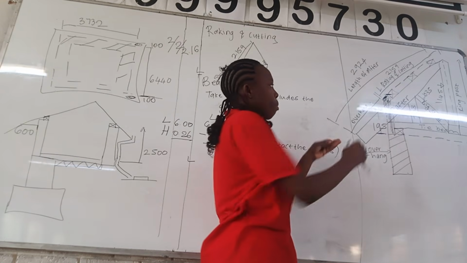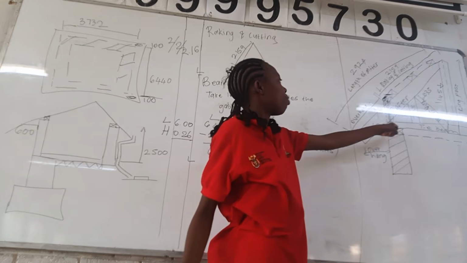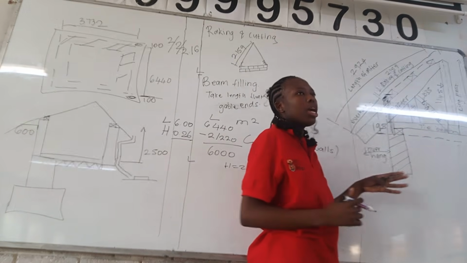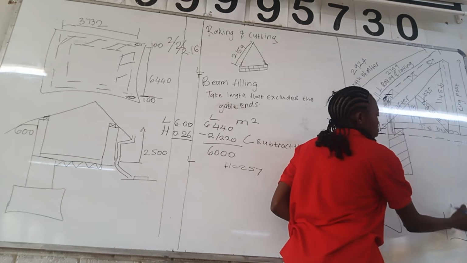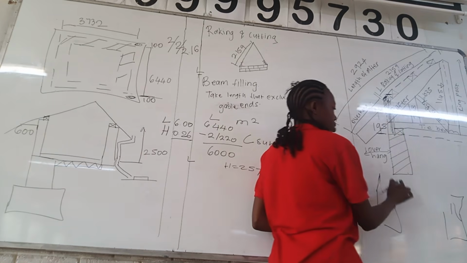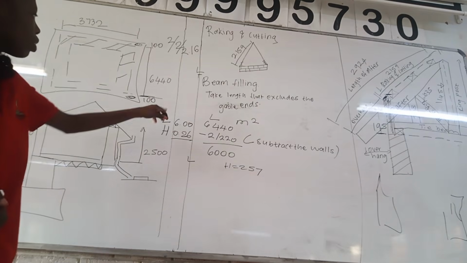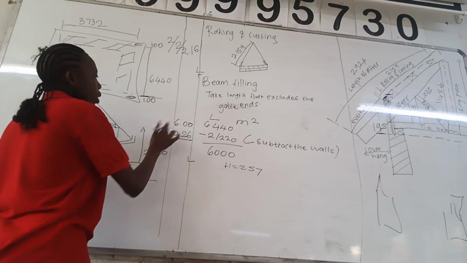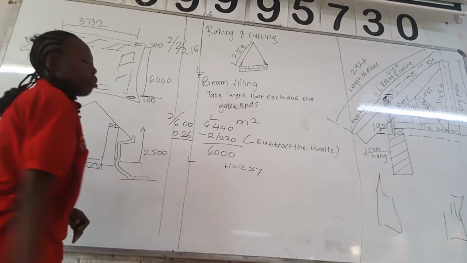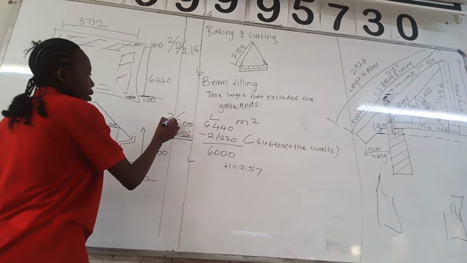So remember that we have drawn a half truss. If there's a beam filling on this side, and we were to draw a full truss, the other side will also be the beam filling. So what do we do here? Multiply by 2. Why do you multiply by 2? For two sides.